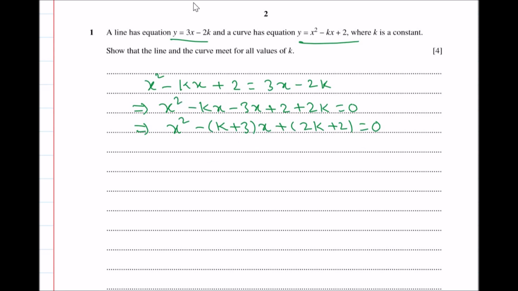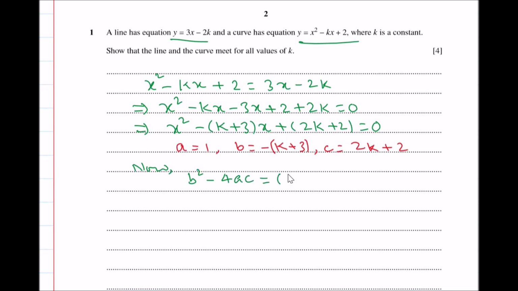So what is a here? a equal to 1, b equal to minus (k plus 3) and c equal to 2k plus 2. Now we will find b square minus 4ac, which is called the discriminant.